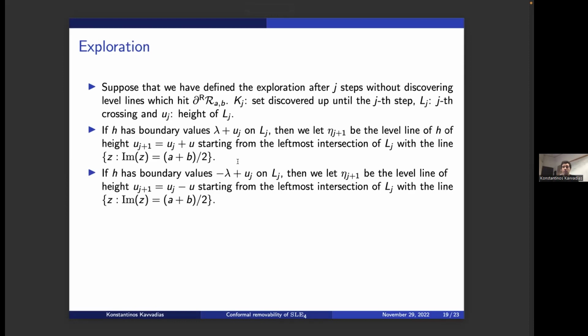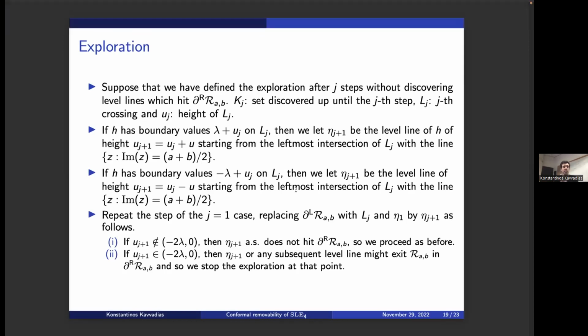If h now has boundary values minus lambda plus uj on the crossing, then we consider uj plus 1 to be uj minus u. And again, repeat exactly the same procedure with u replaced with that value of uj plus 1. But here there's a small difference. The difference is that if uj plus 1 is in that regime here, between minus 2 times lambda and 0, then some of the level lines might hit the right side of the rectangle before exiting either the upper or the lower boundary. So in that case, we stop the exploration. And that's it. We do not proceed any further.